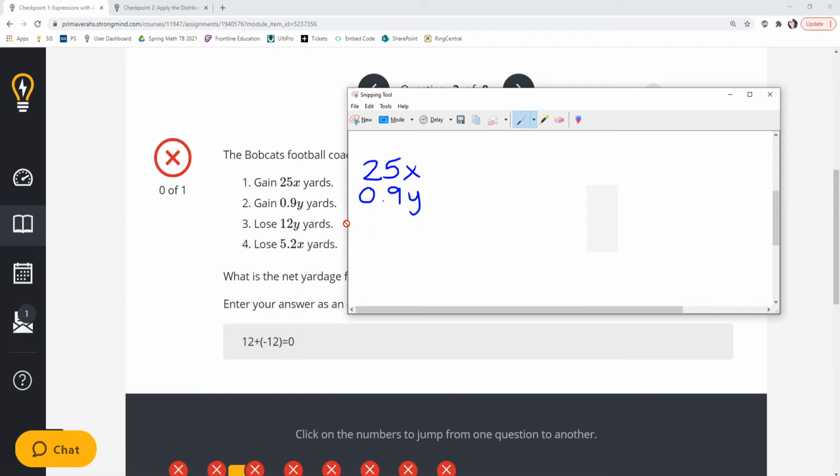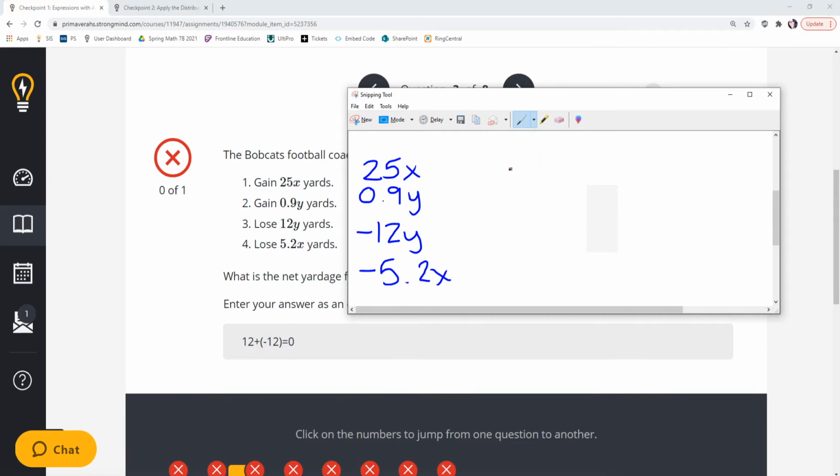The next one says I'm losing 12y. Well, if I lost $12, that would be a negative amount of money because I don't have it anymore. Same thing here, where if I'm losing 12 yards, that's going to be a negative 12y. And then the last one, I'm losing 5.2x, so I'm going to lose 5.2x.